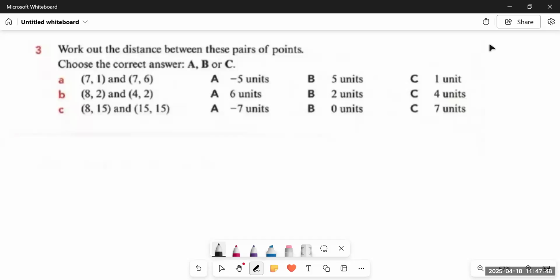So if we talk about part A, 7, 1 and 7, 6, the y coordinates are different. So the distance between these 2 points would be 6 minus 1, that is 5 units. Okay. Similarly, 8, 2 and 4, 2. Here again, sorry, the x coordinates are different. So 8 minus 4 is equal to 4 units. And then 8, 15 and 15, 15. Again, the x coordinates are different. So we will subtract 8 from 15 and the answer would be 7 units.